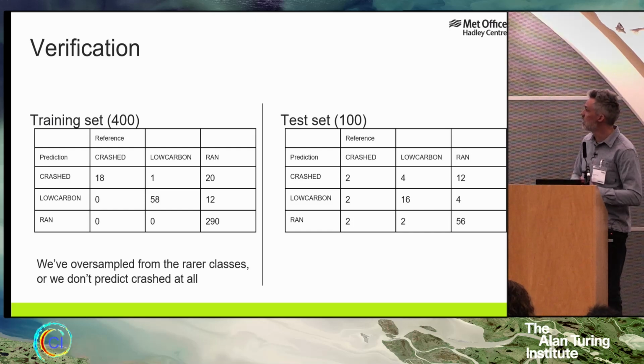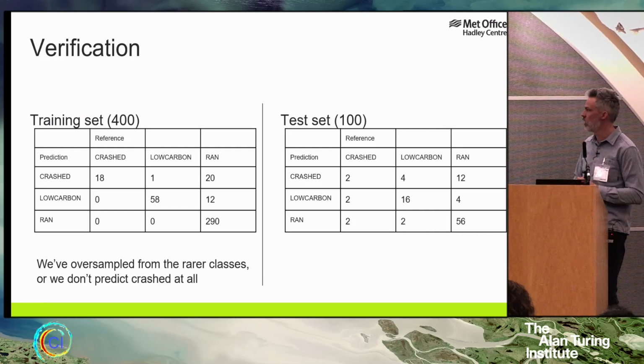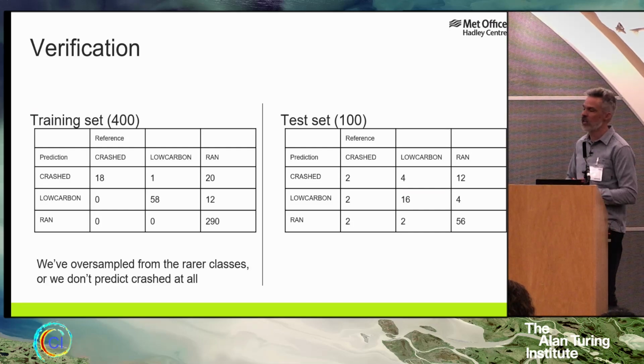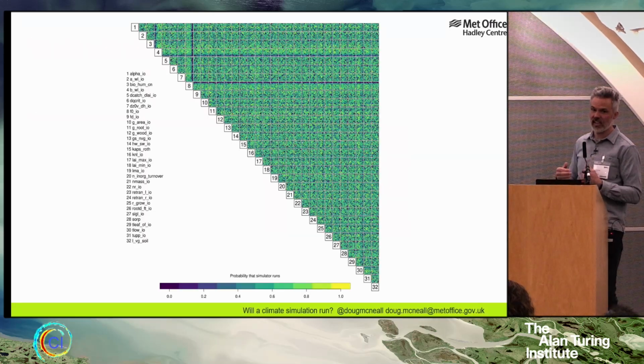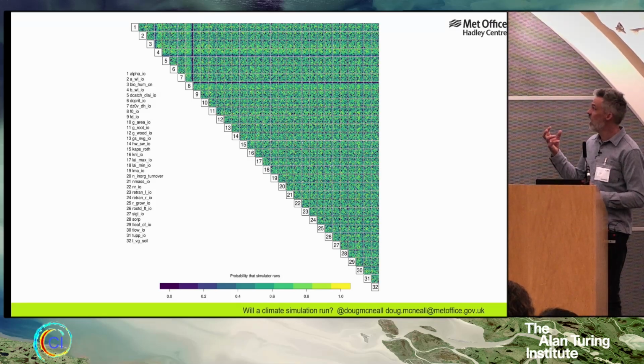Technically, we've oversampled from rarer classes, or we don't predict crash at all. So we've got a class imbalance problem here, but there are standard ways of dealing with that. I haven't optimized this perfectly. This is the start of a student project, so there's a lot more work to do on this. But the fun thing is that you get that pairs plot back out again, and this time you get a probability that the model crashes, or probability in this case that the model runs. So you can look at the input space from the random forest and see if it makes sense. And it does.